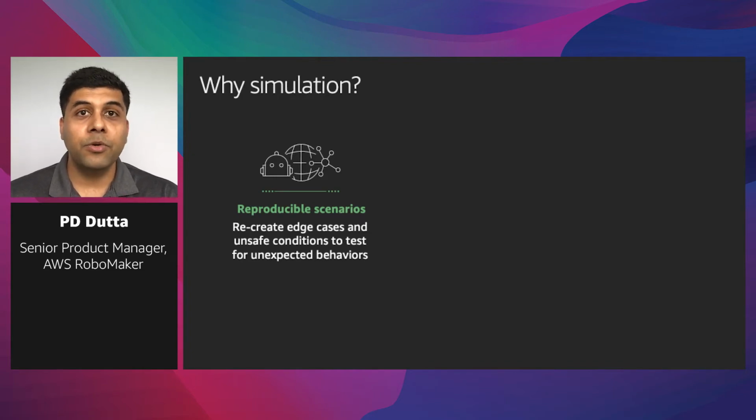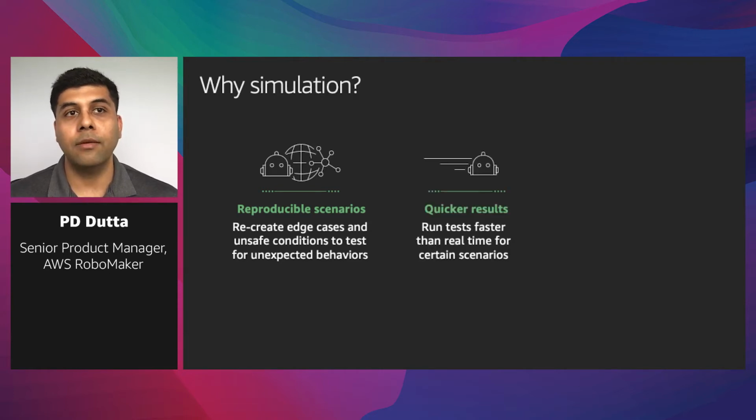This is difficult to reproduce when testing with physical robots. But with simulation, you can repeatedly run these scenarios and create a test case around it so that the robot doesn't behave unexpectedly when it encounters this situation in the future. Second, you can speed up the clock and run simulations faster than real time. So you're producing results in a fraction of the time than it would take on a physical robot.